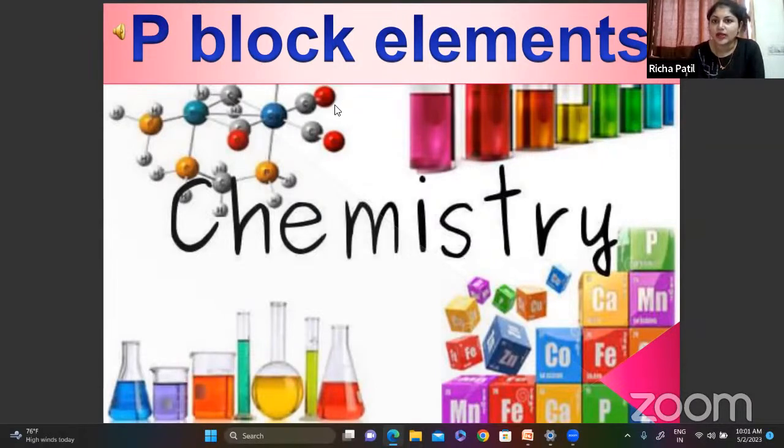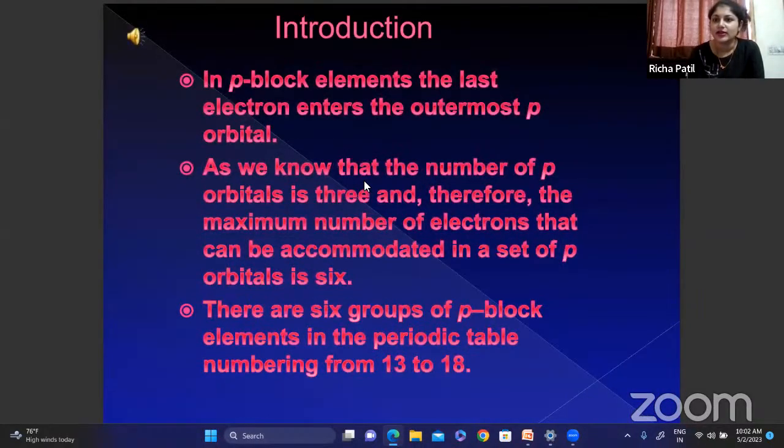Okay. So what are P block elements? Where do you find P block elements in the periodic table? Yes, P block elements are present in the center, towards the right side. So which are the P block elements? They are from group 13, 14, 15, 16, 17, 18. So these are the six groups of P block elements in the periodic table, that is from group 13 to group 18. So these comprise the P block elements.